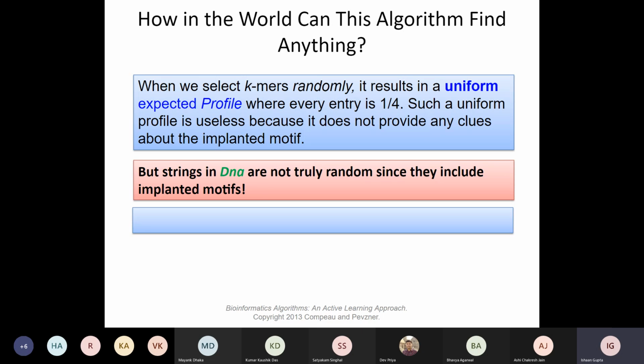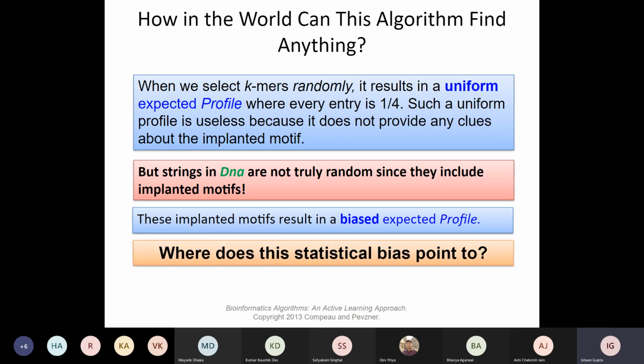But that is not the case. DNA strings are not truly random. They already include implanted motifs. All right. So that essentially means that the profile that you're making, even with this random selection, would be biased. So the implanted motifs result in biased expected profiles. And these profiles are always pointing towards the location of the true motifs, right? Because that's how you are updating.